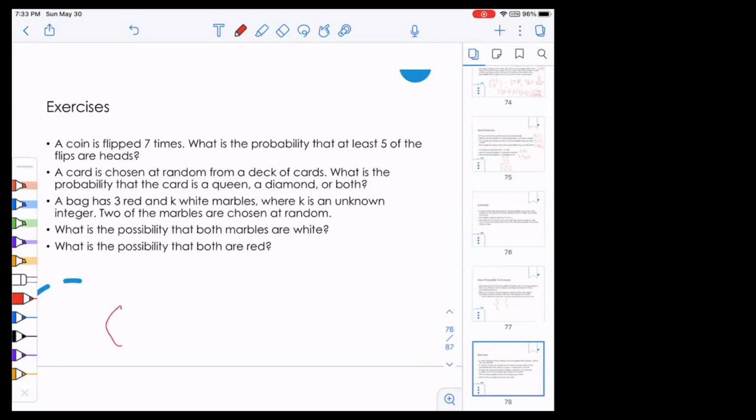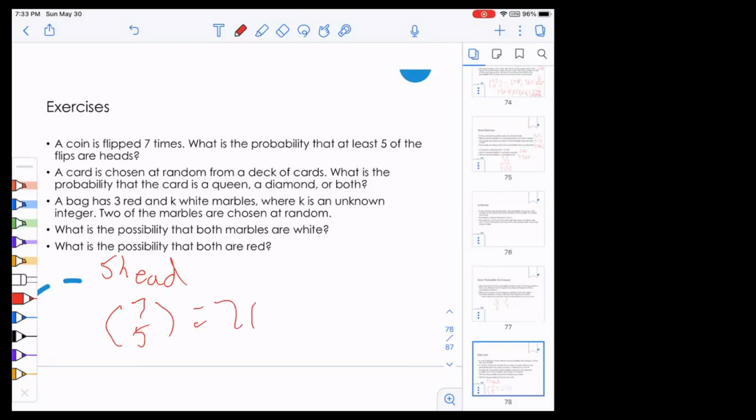So 5 heads, right? We choose 5 out of the 7 coins to be heads, and the number of ways we get here is going to be 21.